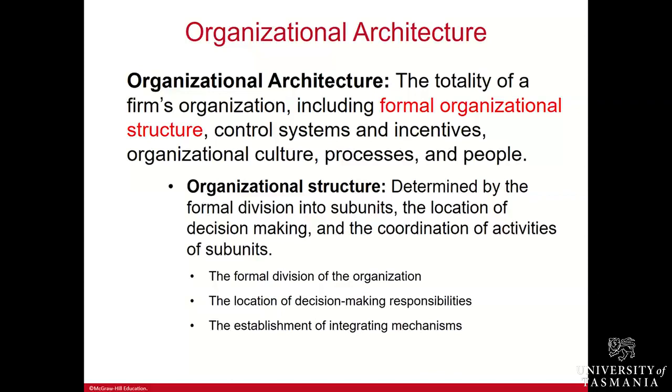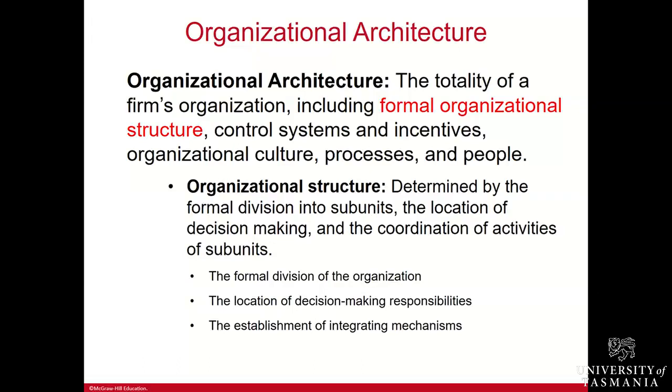Organizational architecture we can identify as the totality of a firm's organization, including the formal organizational structure, which we are going to talk about mainly. Control systems, because every company has a control system in order to see whether the target is being realized or not. Are they on the same track as they planned in the beginning, or do they need to change something? And incentives, organizational culture, processes, and people. These are all part of our organizational architecture.